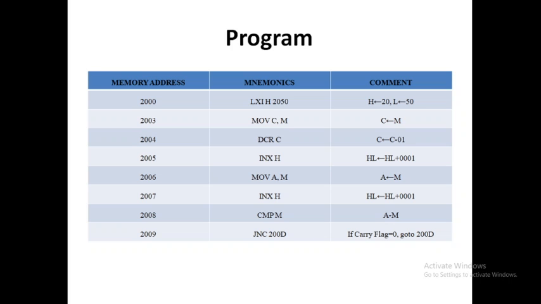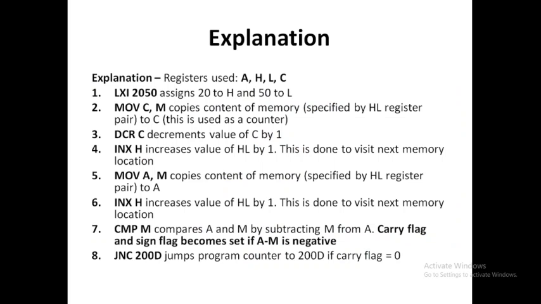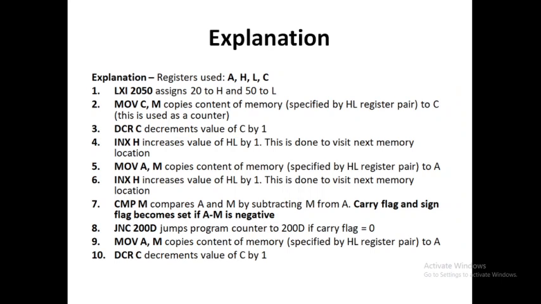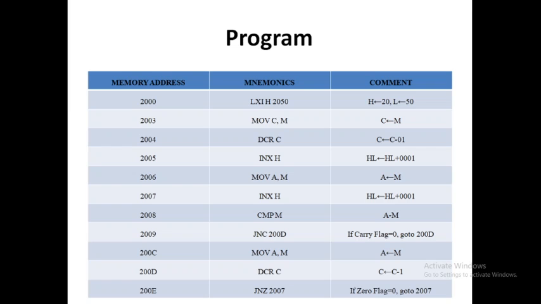Now JNC, jump if no carry. If A is greater than M, then it goes to 200D and does nothing; but if M is greater than A, then it continues down and moves M to A. Then we decrement C, because we have successfully compared one time, so now we compare a second time. Move A, M copies the content of the memory specified by the HL register pair to A. DCR C decrements the value of C by 1.